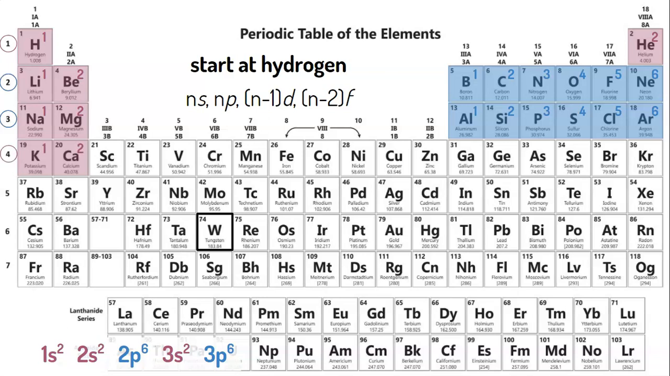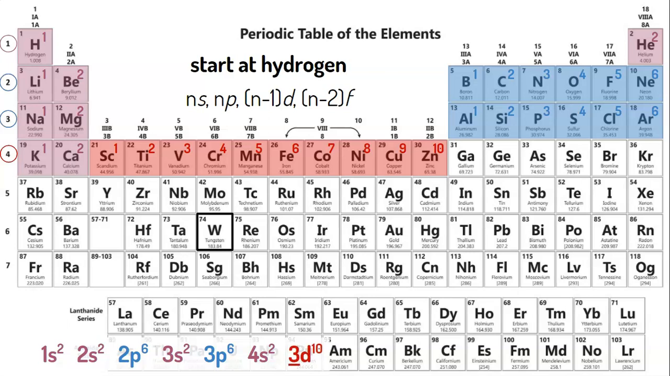Going back to S block, but this time we're in the 4th row. Tungsten is not here, so we have 2 elements. So it's 4s2. Now we start with D block. We're still in row 4. Tungsten's not here. We got a total of 10. But since we can't do 4D10, we have to subtract that row number by 1. So it's 3D10. Continuing on to P. We're still in the 4th row. Tungsten's not here, so we have 6 elements. So we have 4p6.